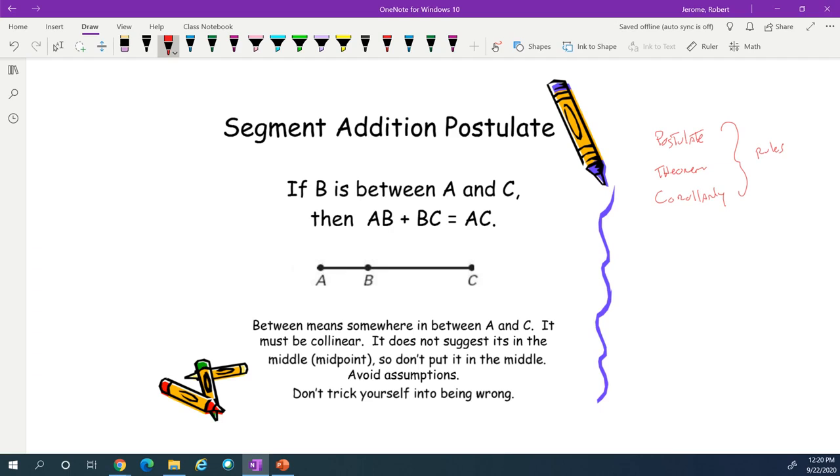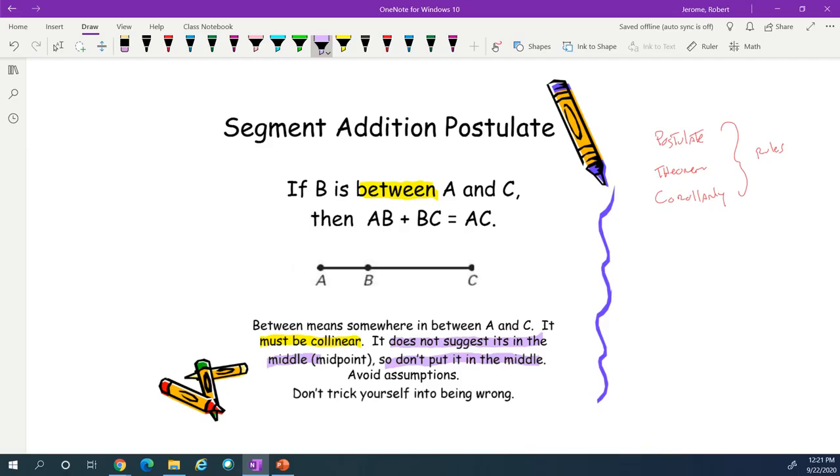We've got a really important word here, between. It seems so simple. But for us, between has a very specific meaning. B is between A and C. That means it is somewhere on the segment between them. So it must be collinear. That's really important. It must be collinear. And nothing says that it's in the middle. So we don't want to trick ourselves, right? It does not suggest that it's in the middle. So don't put it there.